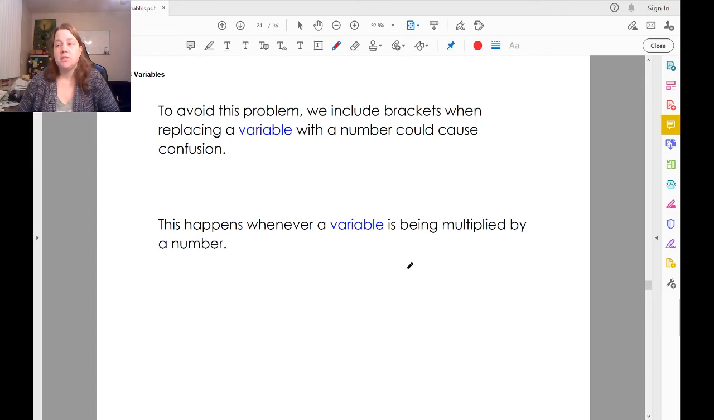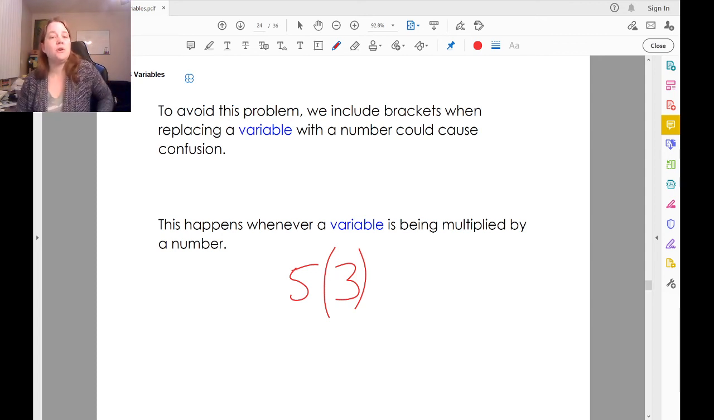We could also write it, instead of with the dot to show multiplication, using parentheses or brackets. So we would replace n with 3 in parentheses, because now that 5 is next to the parentheses, there's no sign there, and we can multiply 5 times 3 instead of thinking that 5n when n equals 3 is 53, which is just silly.